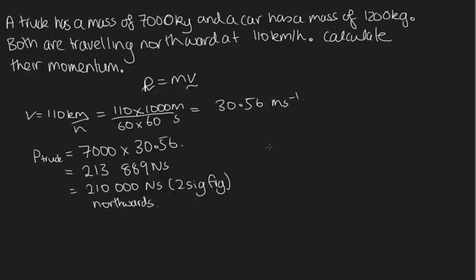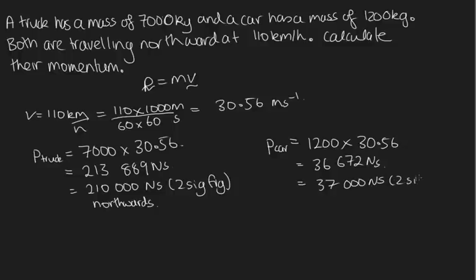And now we need to do it for the car. So the momentum for the car is equal to the mass of the car, which is 1,200, times the velocity of the car, which is 30.56 meters per second. So this is equal to 36,672 Newton seconds. So to two significant figures, this is equal to 37,000 Newton seconds. And now we also need to include the direction. So the direction on this momentum is northwards.